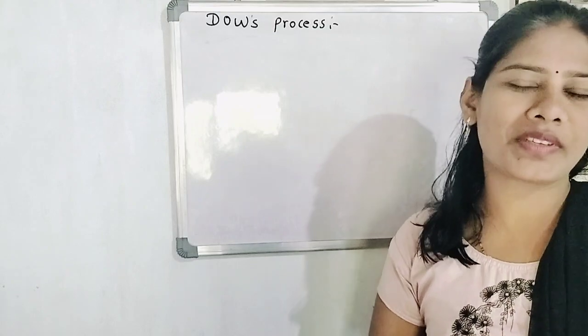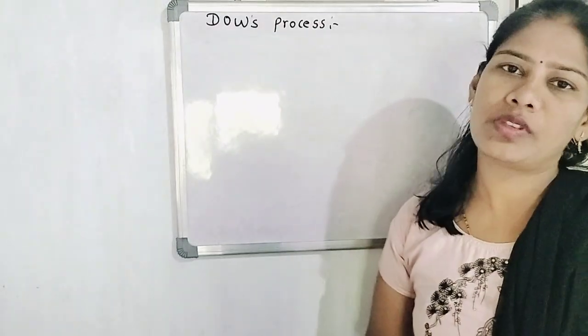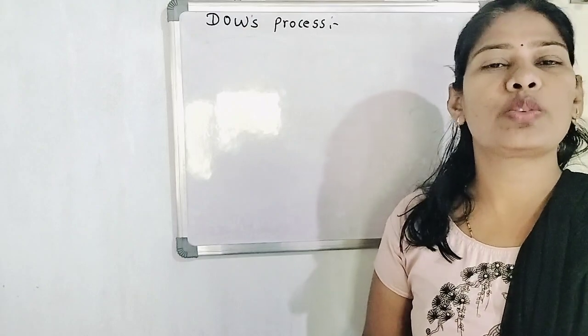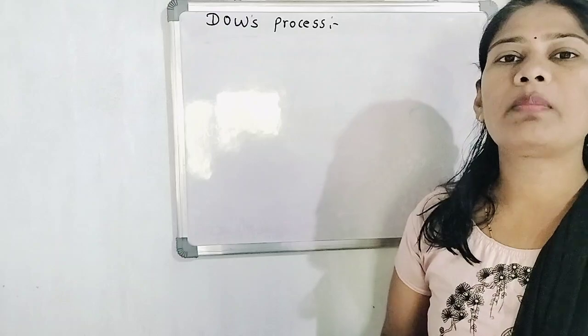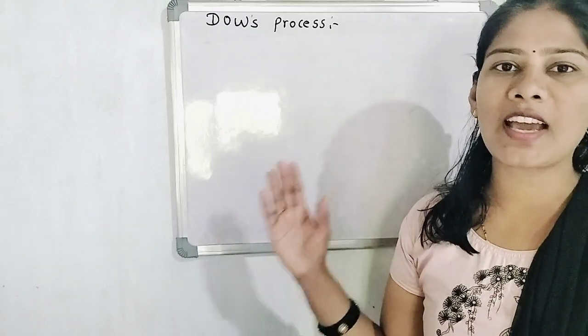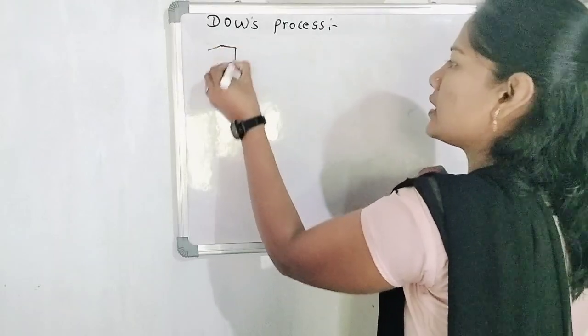Today we are going to discuss the Dow process. It is a very interesting process. It is present in your 12th standard, in the chapter on alcohols, phenols and ethers. Using the Dow process, we prepare phenol from the starting compound chlorobenzene.